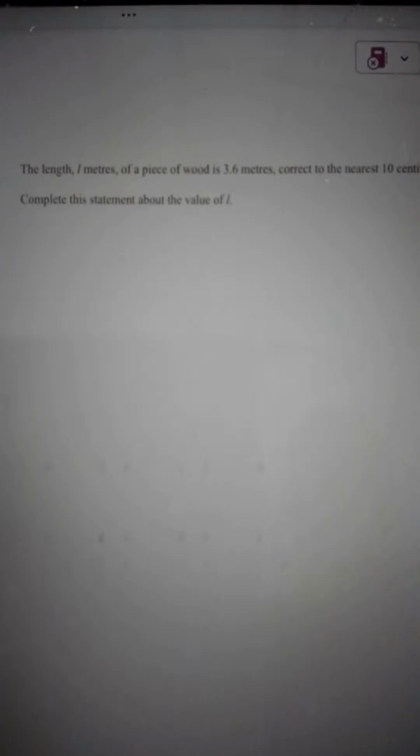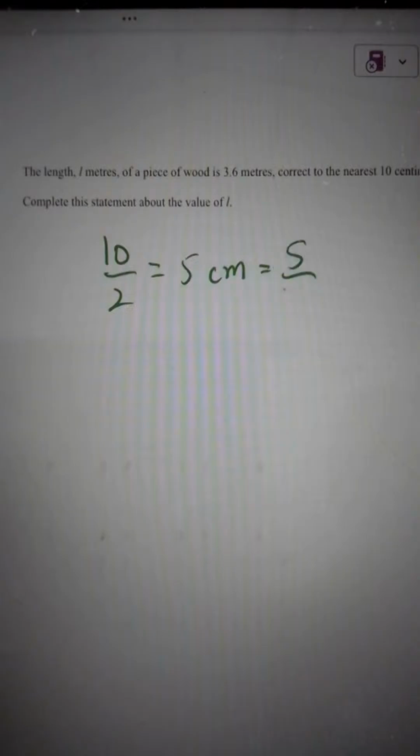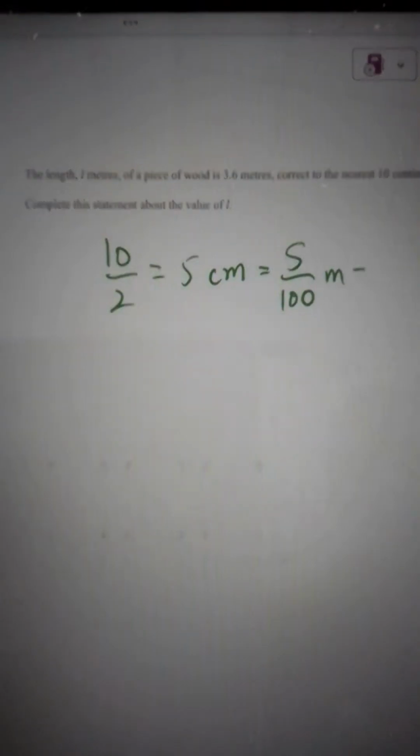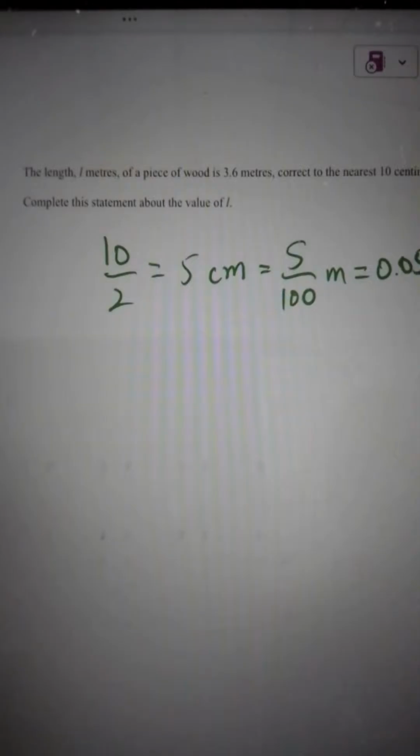So how can we find it? There can be several methods. One of the popular methods is that we take 10 centimeters, the value here, and divide by 2, which is 5 centimeters. 5 centimeters converted to meters means 5 by 100 meters, which is 0.05 meters.